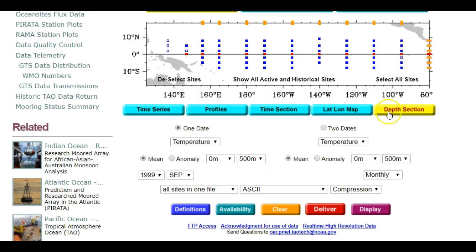So coming back over here, make sure you're on your depth selection. I'm going to go ahead and stay in, I'm sorry, in 1999 for December. I'm going to go ahead and hit display.